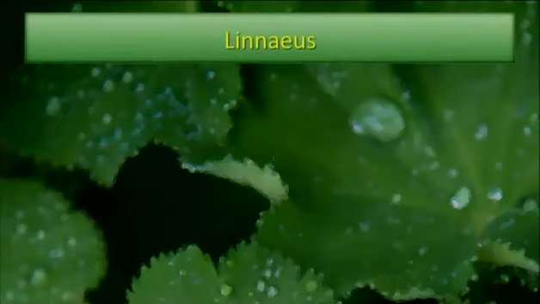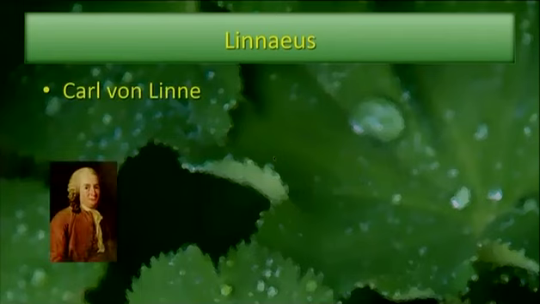So Linnaeus actually put some of this confusion to rest. His name was Carl von Linné, right? What he did that was so important was he improved the way that organisms were named, and how they were classified. So we still use his system today, throughout the world.